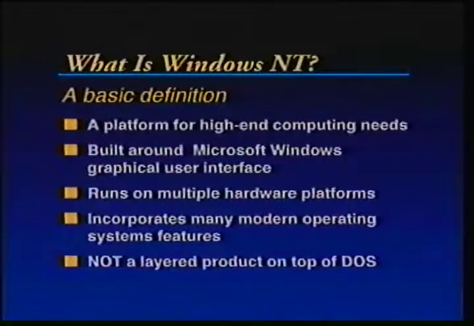Another goal of Windows NT was to be able to run on multiple hardware platforms, to no longer have DOS and Windows tied to just the Intel architecture. And we'll talk in a second about what those hardware platforms are. Another goal of NT was to incorporate many features of other modern operating systems. Because this is a relatively new operating system, the Microsoft engineers were basically able to pick and choose among some of the best features of operating systems in use today. And a little later on, we'll review what some of those features are.